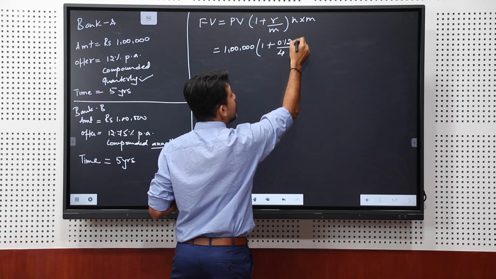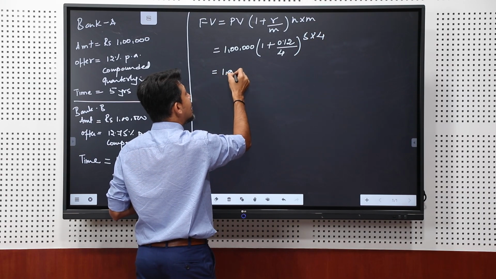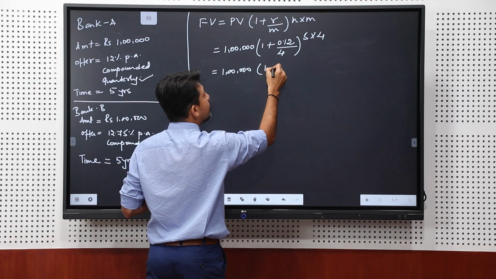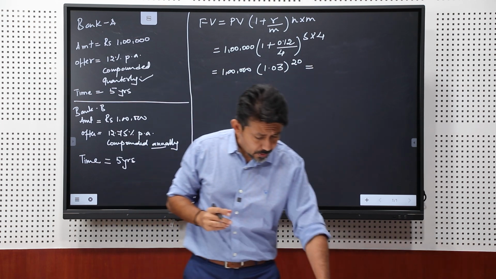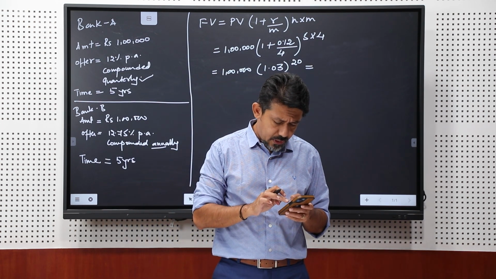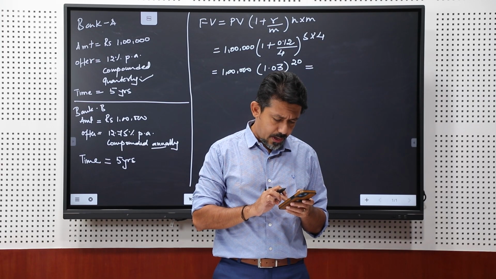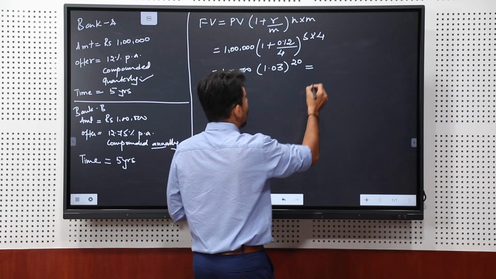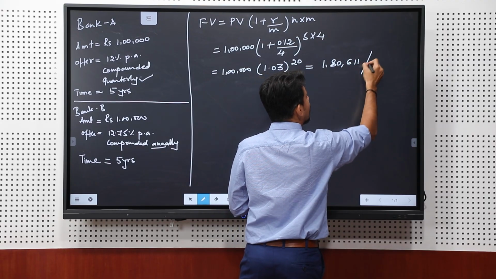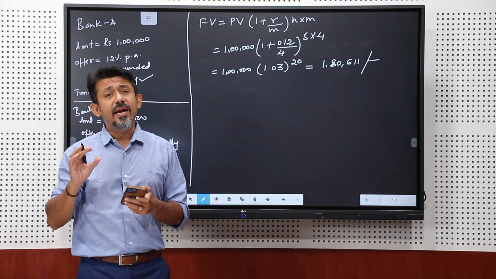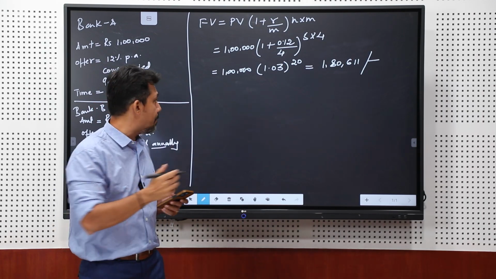So divide by 4, 5 years into 4. So that grows to 1 lakh into 1.03 raised to 20, right? So 1.03 raised to 20 into 1 lakh results in 1,80,611, right? So that's what you get at the end of 5 years if you put up a fixed deposit with this bank, which offers quarterly compounding.